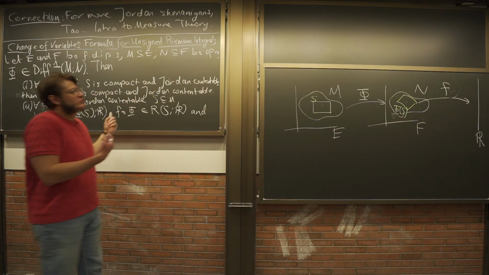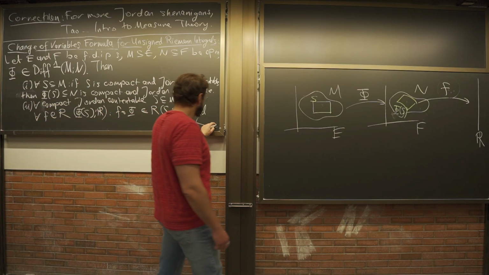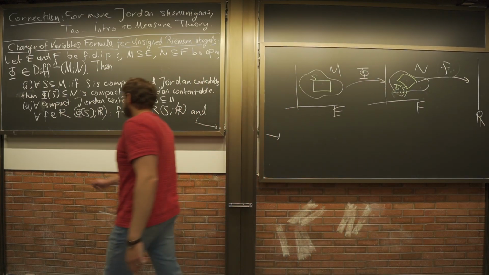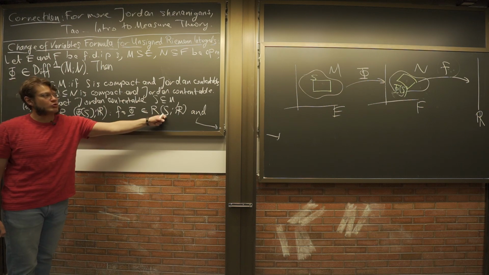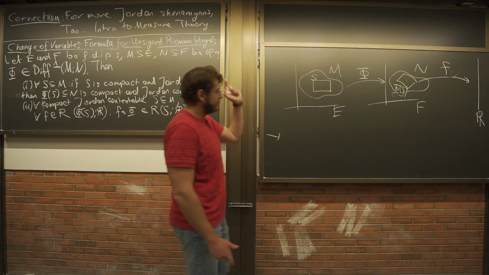And of course, these are sort of like the preludes to the actual formula. The important formula is this. You get to relate the integral of this guy over this domain to the integral of this guy over this domain, except you have the correction factor, which is the determinant of phi prime.